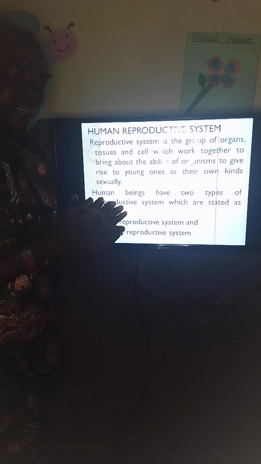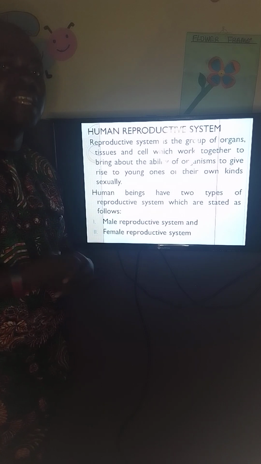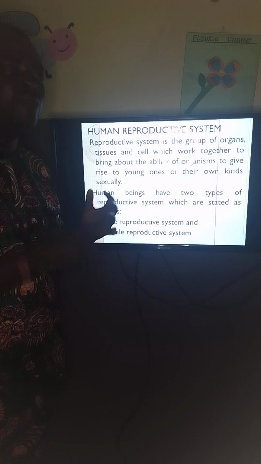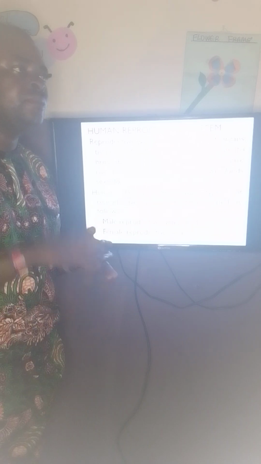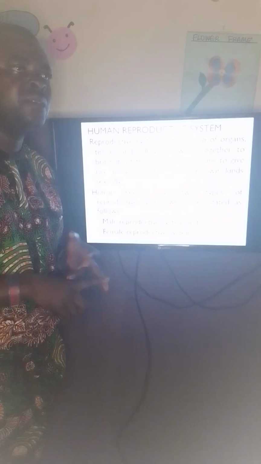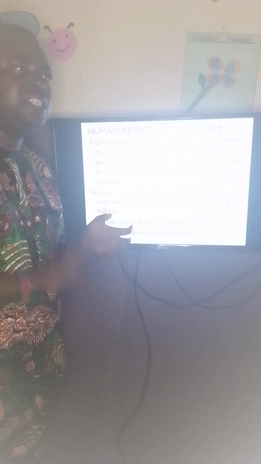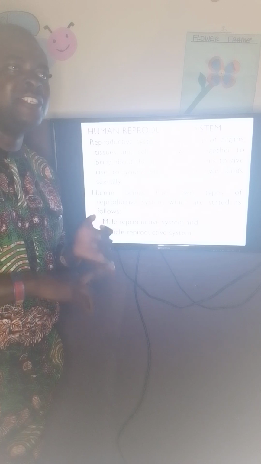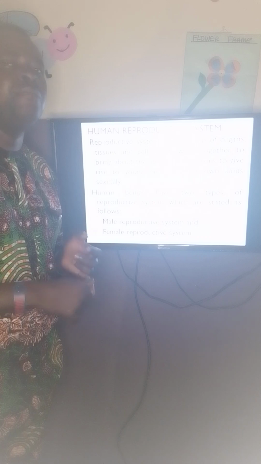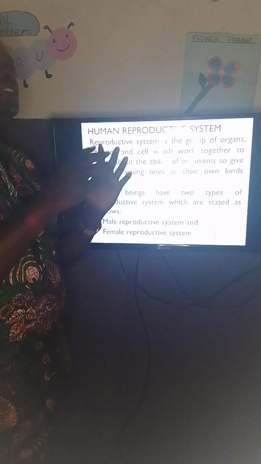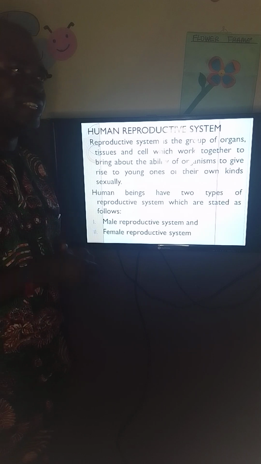In human beings, we have about 10 types of systems with the acronym MR SERDENS L. M means muscular system. R means reproductive system, which we are dealing with now. C means circulatory system. E means endocrine system. R means respiratory system. D means digestive system. E means excretory system. N means nervous system. S means skeletal system. L means lymphatic system. These are the systems you have in human beings. But today we want to deal with the reproductive system.